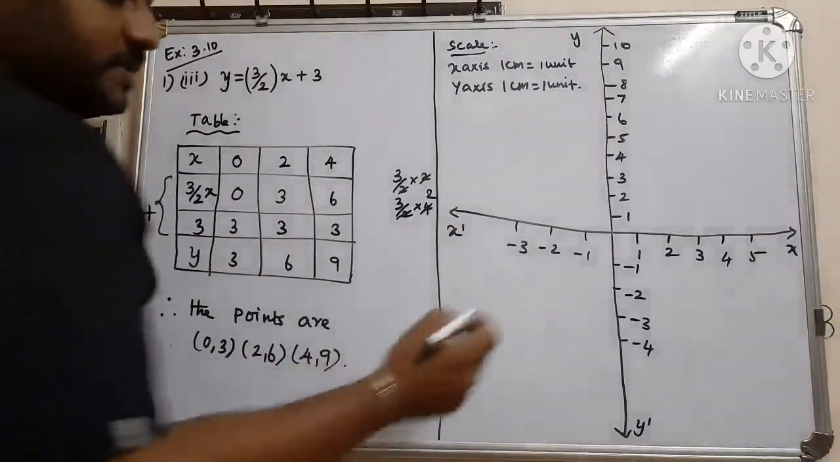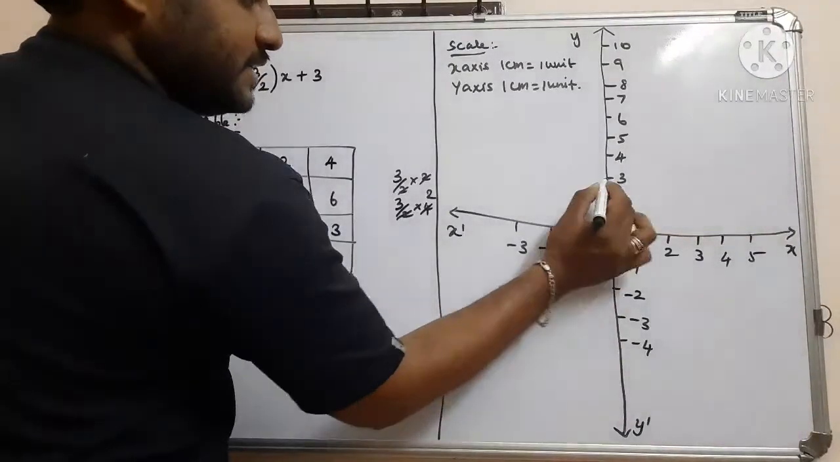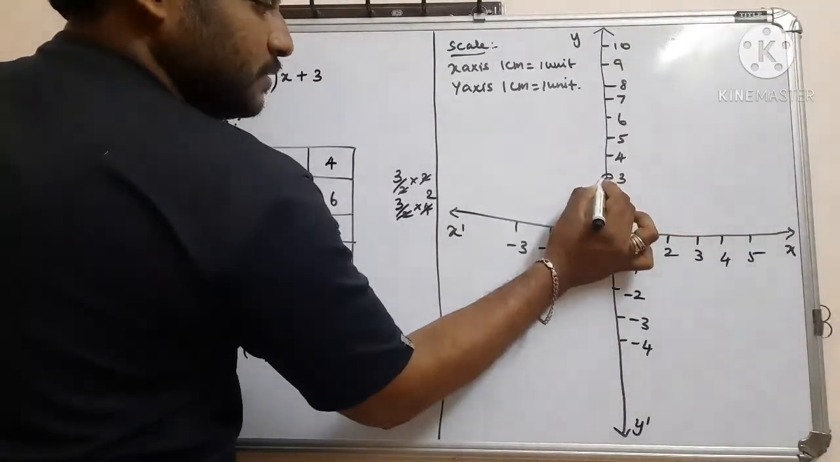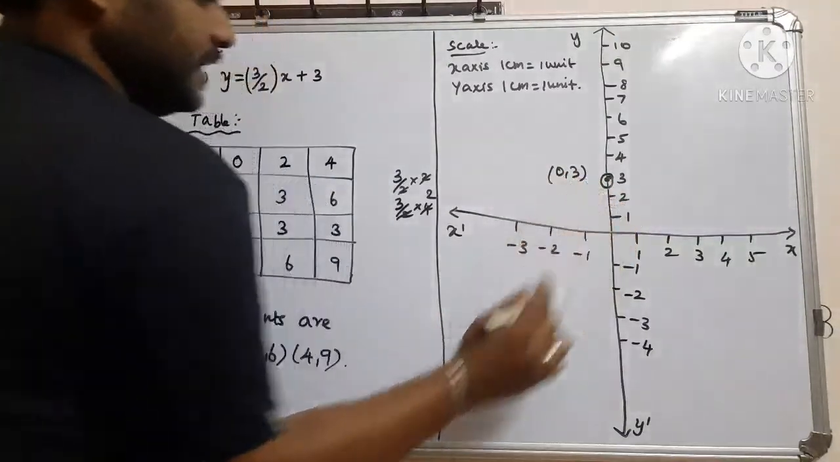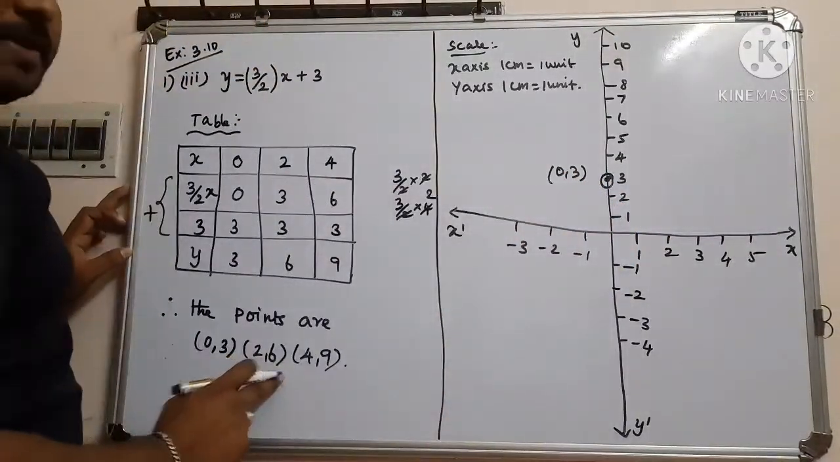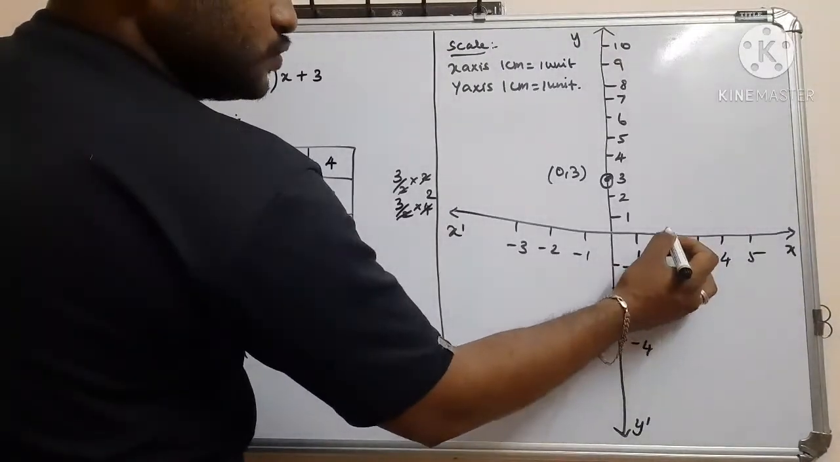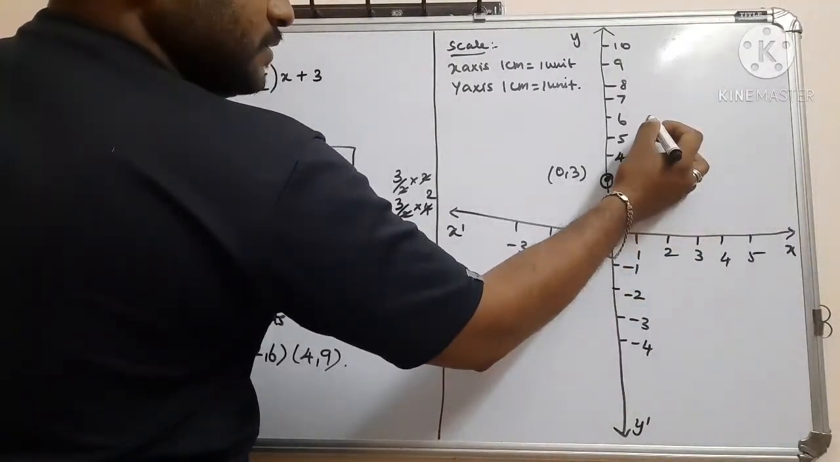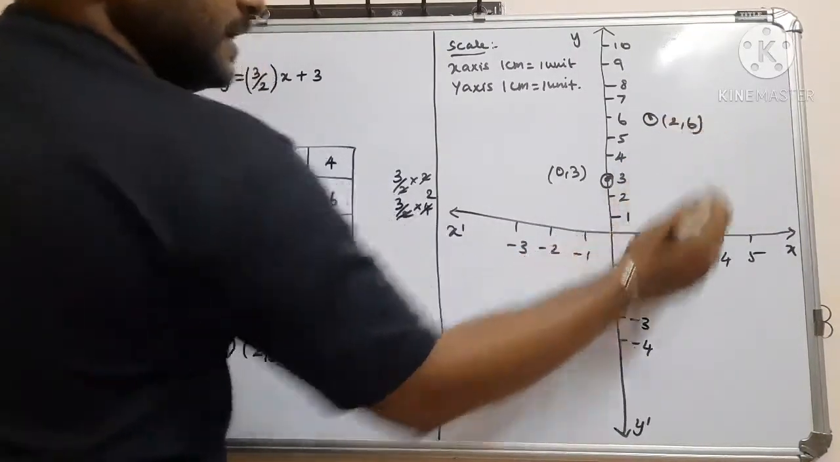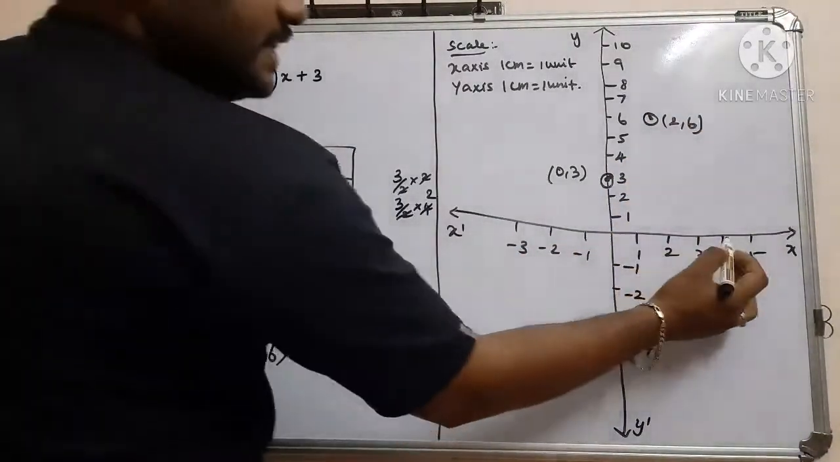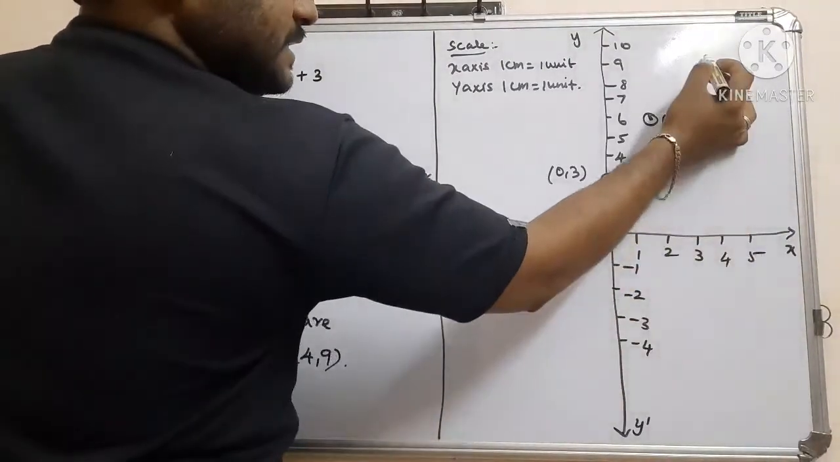0, 3 first point. X-axis 0, Y-axis 3. 0, 3. And the next one is 2, 6. Second point is 2, 6. 2 near 6 is here, look. 2, 6. And the next one is 4, 9. X-axis 4, Y-axis 9.